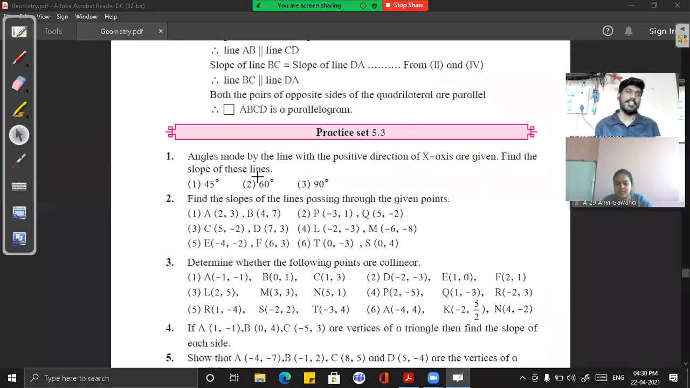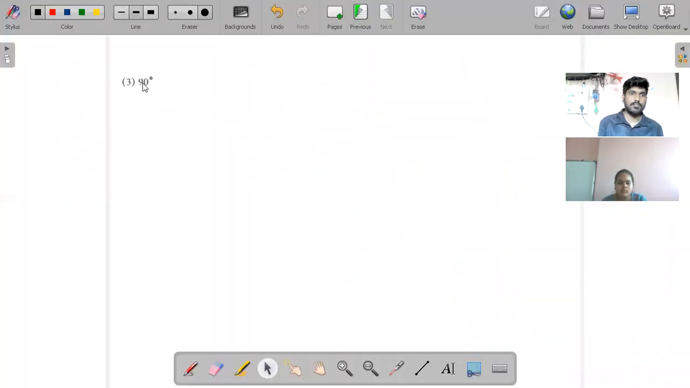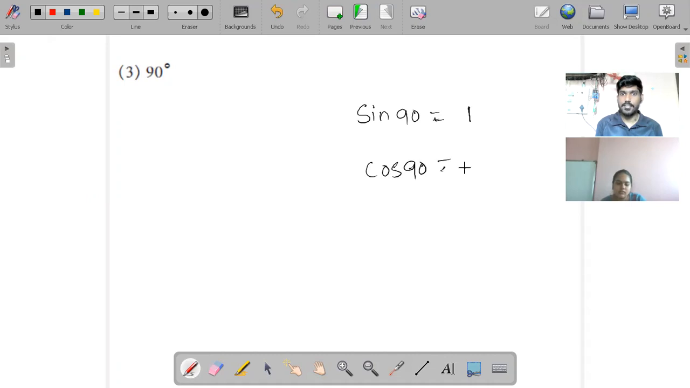We have one more, I think. 90. What about 90? We cannot find it directly. Do you know sine 90? How much is sine 90? 1. Yes, and cos 90 is 0. And we know tan is sine upon cos, and 1 upon 0 is not defined. So the slope here is not defined.